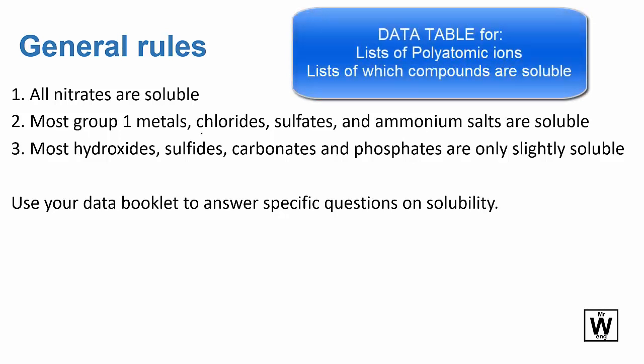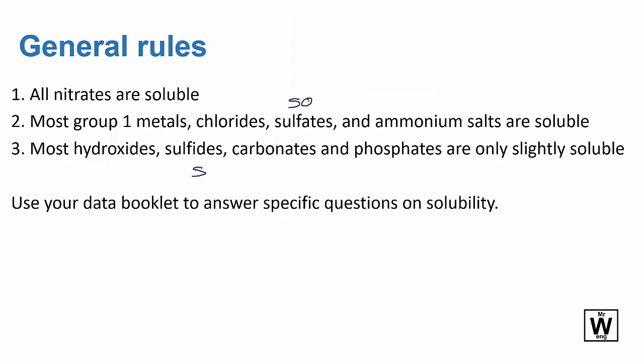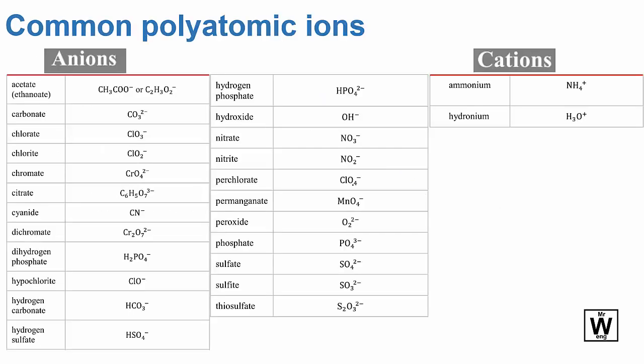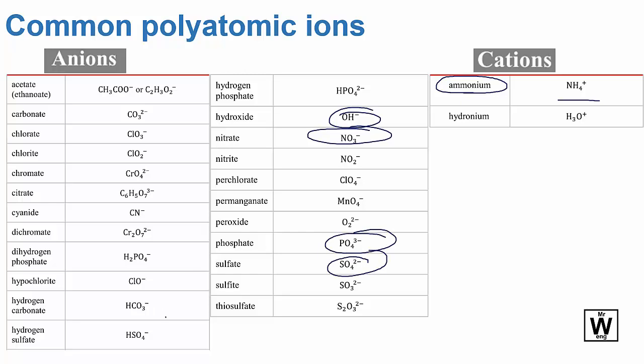We'll have a look at polyatomic ions in a second so you know what that actually means. Hydroxide, sulfides, so that's just S, whereas sulfates, SO4 2 minus, and phosphates are only slightly soluble usually. So you don't have to worry, all the polyatomic ions are here. Ammonium salts here, it's NH4+. We have your nitrates, hydroxides, sulfates, phosphates, carbonates, so everything you need is in this table.